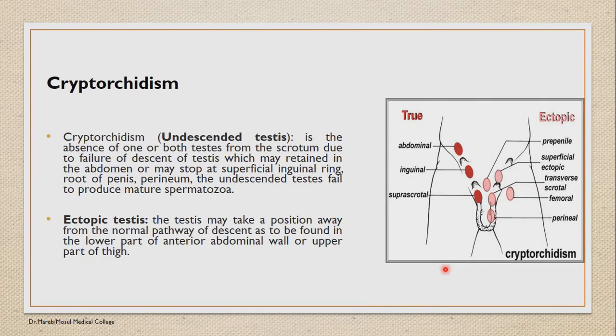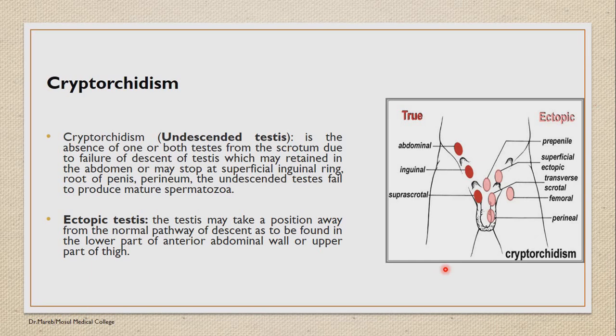Cryptorchidism is one of the abnormalities of the testes. Sometimes a doctor examines a baby and can't find one or both testes. They are absent from the scrotum, and this is due to failure of descent of the testis. The testis may remain in the abdomen or may stop at the deep inguinal ring, the inguinal canal, or the superficial inguinal ring at the root of the penis or perineum. The undescended testes fail to produce mature spermatozoa.